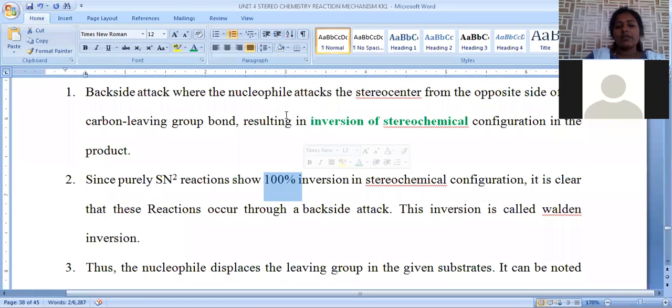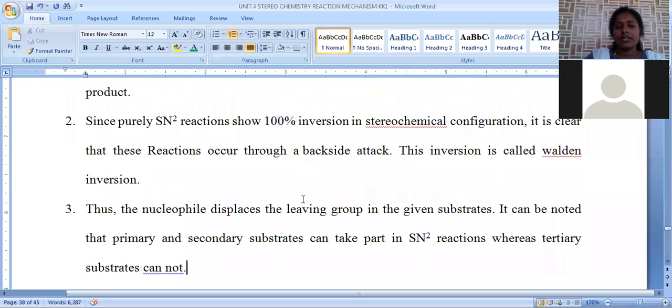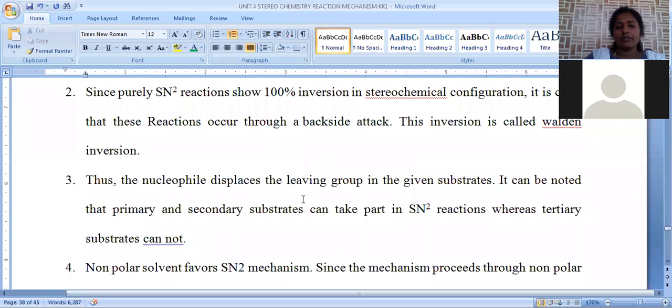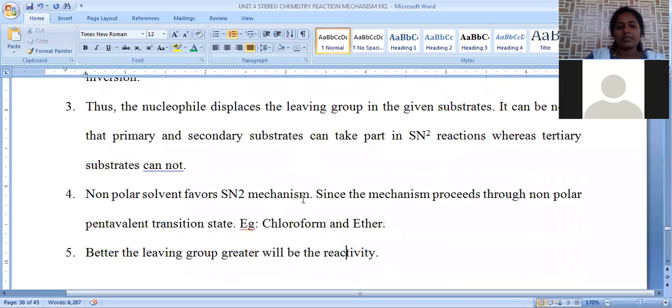But in the case of SN1, 50% retention and 50% inversion is possible. The SN2 reaction proceeds through 100% inversion. This is called Walden inversion. The inversion that occurs in SN2 is called Walden inversion because Walden is the scientist who first observed this reverse configuration in the SN2 mechanism.